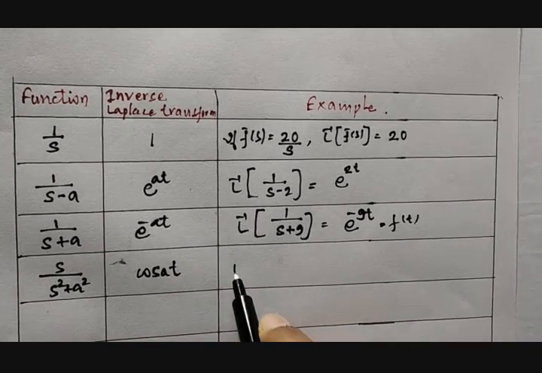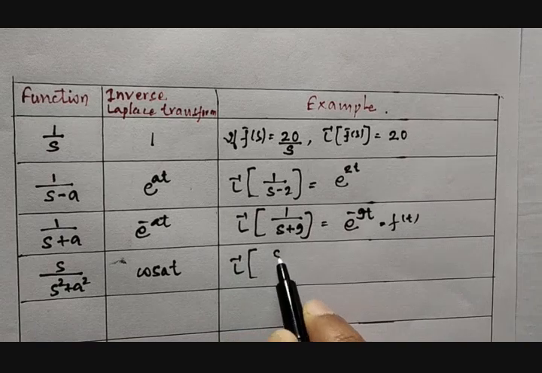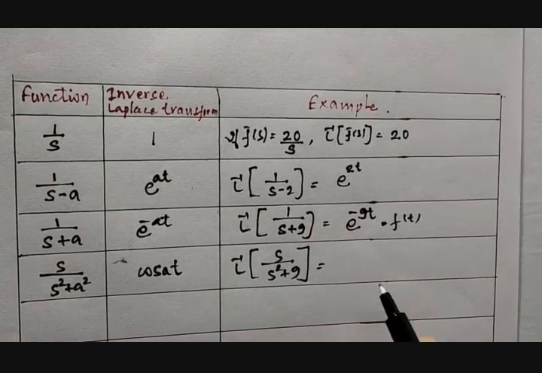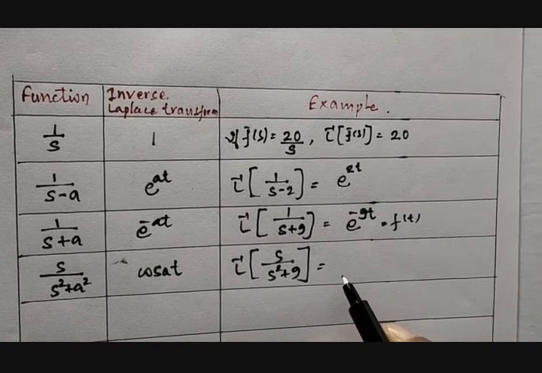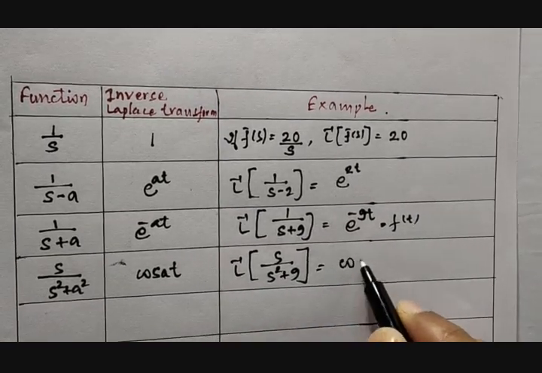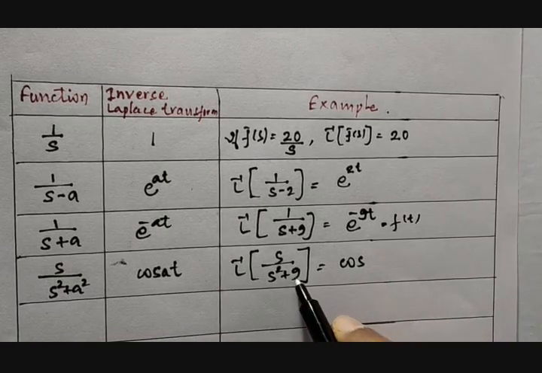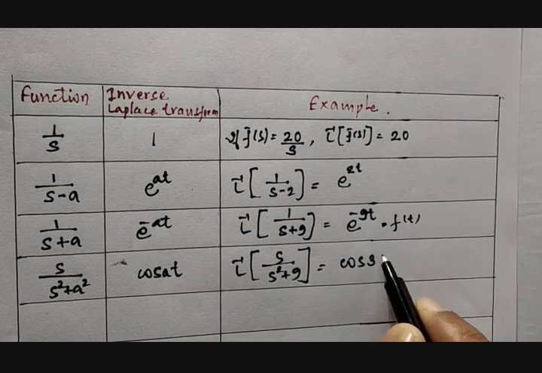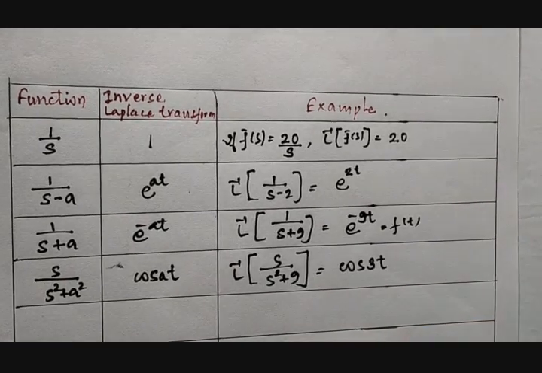If you take one example, Laplace inverse of s divided by s square plus 9, then what will it be? If s is there in the numerator, then 100% it will be cos. Then here 9 is there. So 9 is nothing but 3 square. Fine. So it is 3, then it will be converted into t.